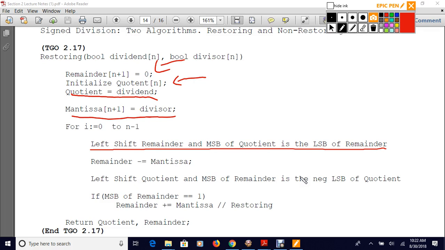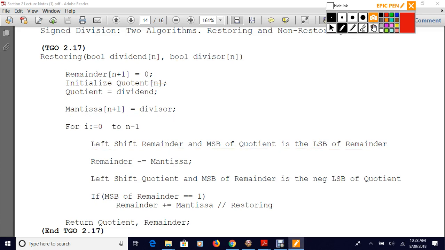I have this remainder that's 0, right? So the remainder is all zeros, except for the least significant bit. I pop off the most significant bit of this quotient, and I'm going to make it the least significant bit of the remainder. So it's just shifting from one register to another. When I go through the example, that will become clear. In this specific case, I have the dividend and the remainder. I subtract the mantissa from the remainder.